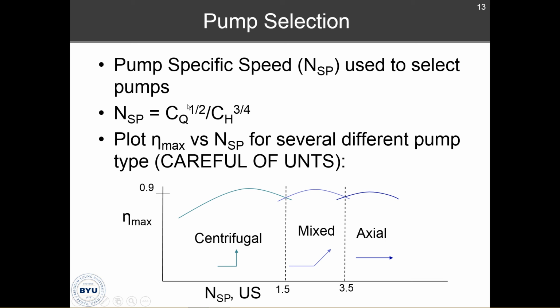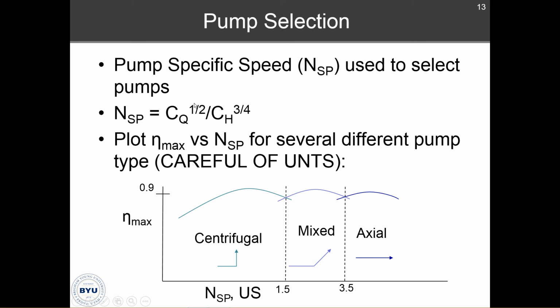How does it work? Well, we use the coefficient of flow and the coefficient of head. The specific speed is equal to the coefficient of flow to the 1/2 power divided by the coefficient of head to the 3/4 power. That is the definition of the dimensionless number known as the specific speed.